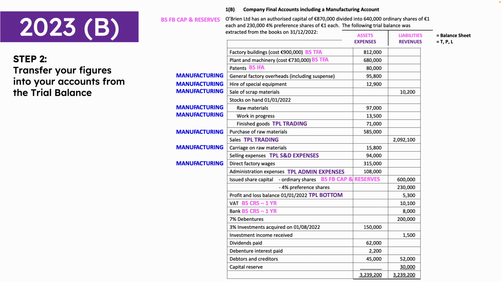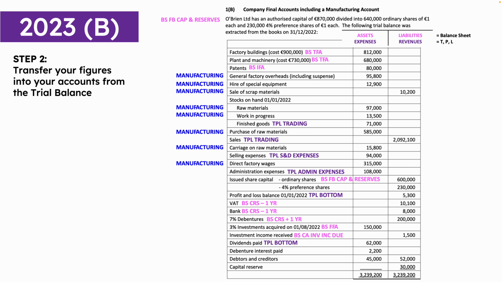Then we have VAT and bank, which are both going to go into the balance sheet, creditors less than 1 year. Then we have 7% debentures, balance sheet creditors more than 1 year. Then we have 3% investments purchased on the 1st of the 8th. That is a balance sheet financial fixed asset. Investment income received will help me establish how much investment income will be due at the end of the year, which will go into the balance sheet current assets.